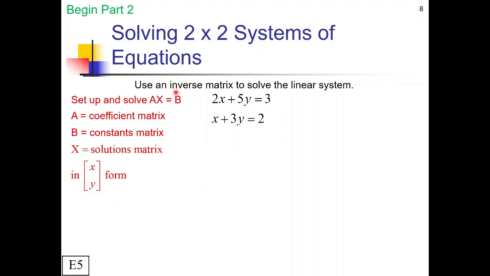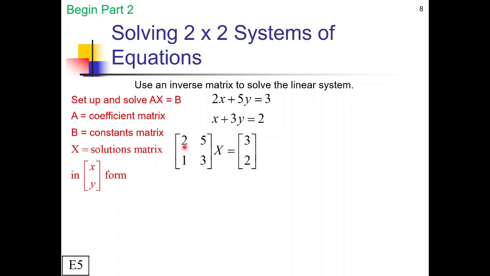We've got our coefficient matrix, the A matrix. That's going to be a 2, 5, 1, and a 3. X is just going to be X for now, and we're going to have our constants matrix over on the right side, so 3 and 2. And now, just like we did on the last problem, to solve one of these matrix equations, we just have to find the inverse of this term here and multiply that by both sides.